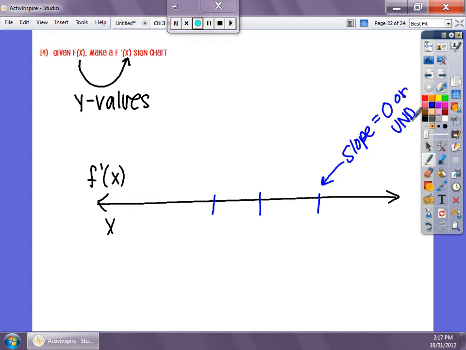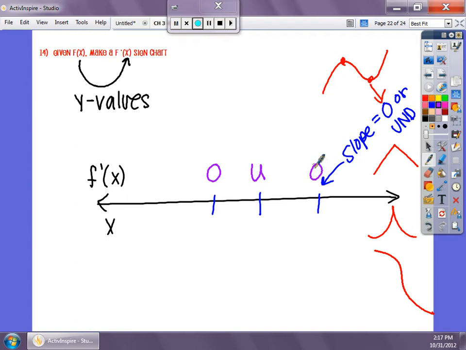So what do they look like? 0 slopes are things like this. Those would be 0 slopes. Undefined would be things like corners, or a cusp, or a vertical tangent. Okay, that's not a vertical tangent. Or a discontinuity. Okay? So that's what I first do on these lines, and I would put either zeros or undefined.